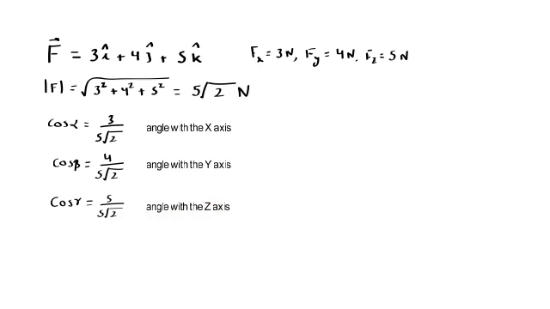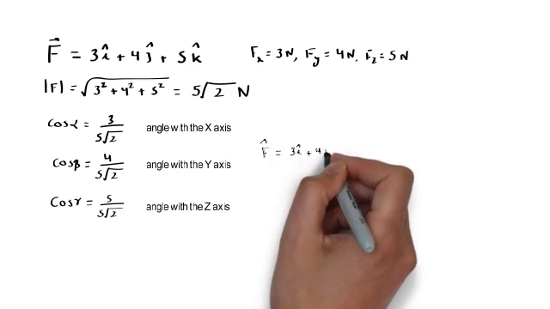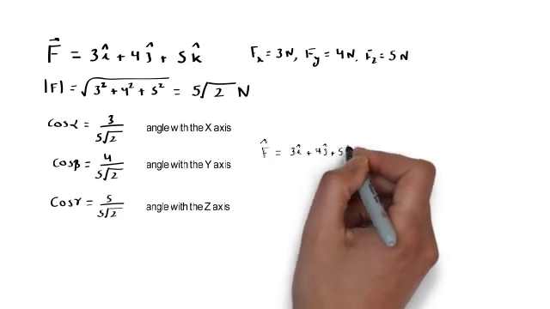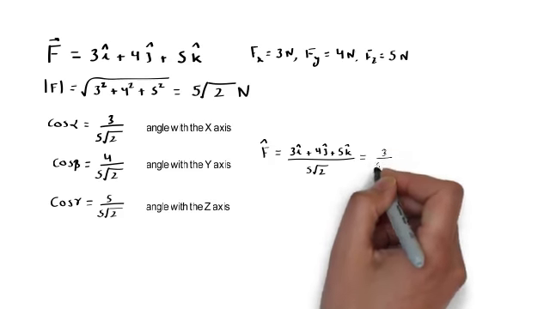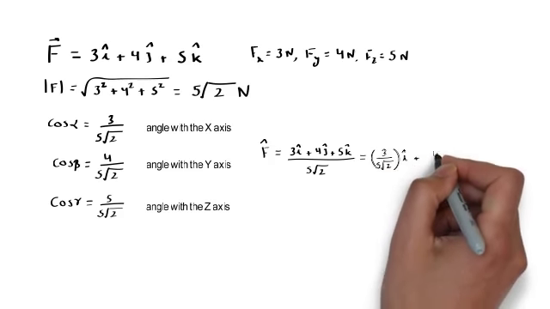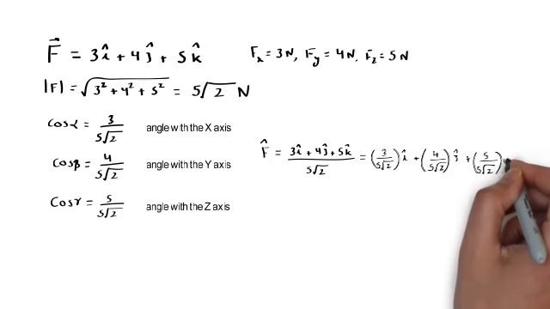And if I want to find the unit vector of F, I simply have to divide the vector by the modulus. Thus the unit vector F cap will be equal to 3i cap plus 4j cap plus 5k cap upon 5 root 2, which is equal to 3 upon 5 root 2 i cap plus 4 upon 5 root 2 j cap plus 5 upon 5 root 2 k cap.